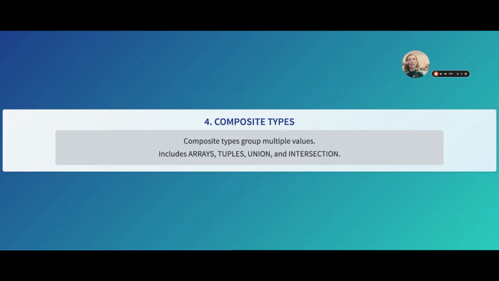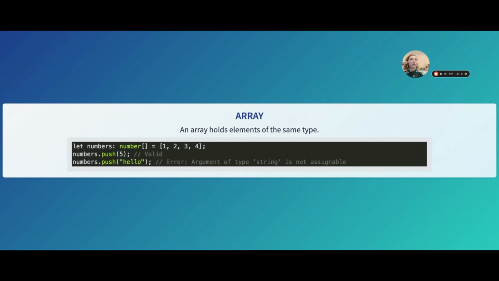Composite types include arrays for lists of the same type, tuples for fixed sets of mixed types, and union and intersection types for flexible or combined data. These help you organize data precisely, whether it's a list of scores or a name-age pair. Let's break them down. And first, we are going to unpack arrays.